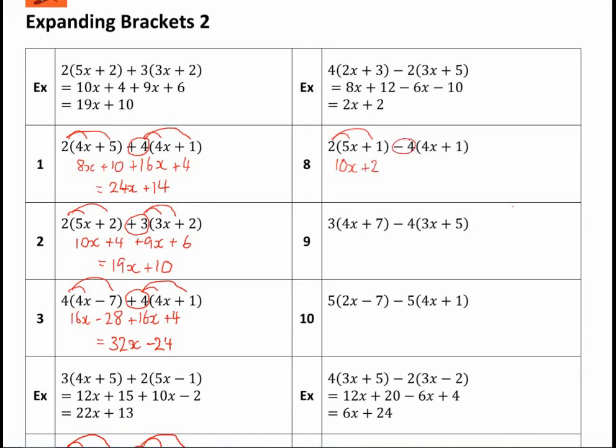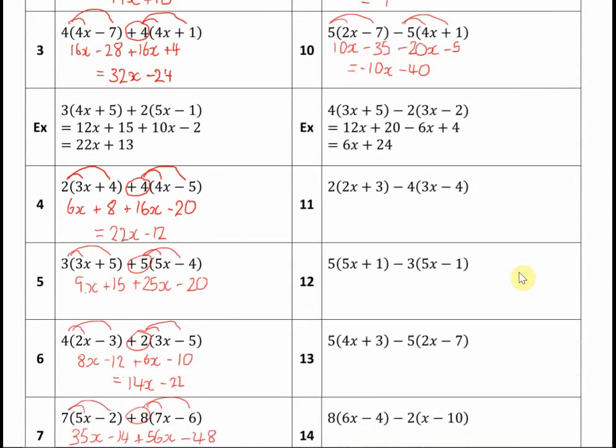Now we've got negative 4 times 4x, that'll give us negative 16x. Now a lot of people would just put plus next because there's 1 in the bracket, but what you need to do is look and see that this says negative 4, and we're doing negative 4 times positive 1, which is negative 4. And then when we simplify, we've got negative 6x, when we combine the positive 10x and negative 16x, and if we combine positive 2 and negative 4, we get negative 2. Pause the video and mark the others below.